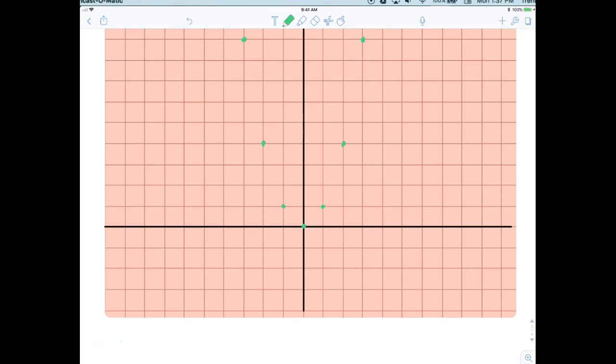Now you should kind of be able to see the shape of the graph. So the shape of the graph looks like this. So this is what a parabola or a quadratic looks like.